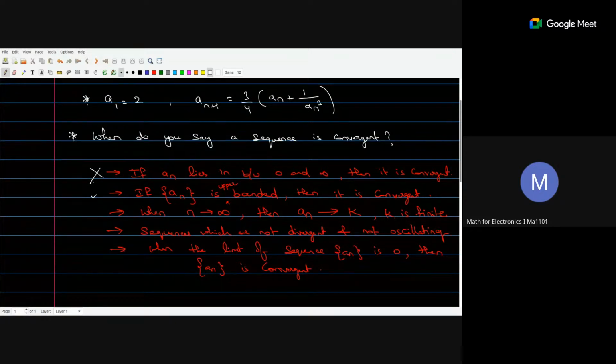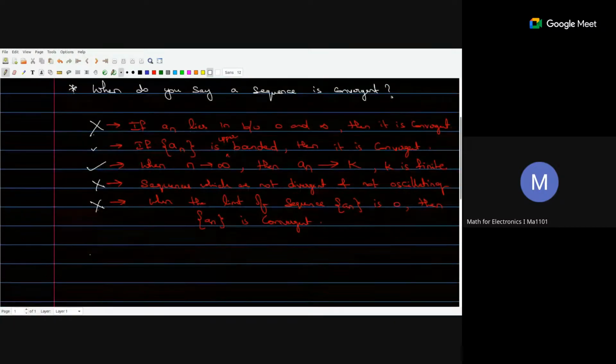Okay, and this, when n tends to infinity, then an tends to some k, k is finite. This is correct. Sequences which are not divergent and not oscillating: I think once we define the convergent sequence, then we talk about the divergent sequences. So you are coming from the vice versa, which is also not a proper way to say a sequence is convergent. And this is definitely wrong. Okay. So why the first one is incorrect is, let me define what is a convergent sequence, then you will understand.